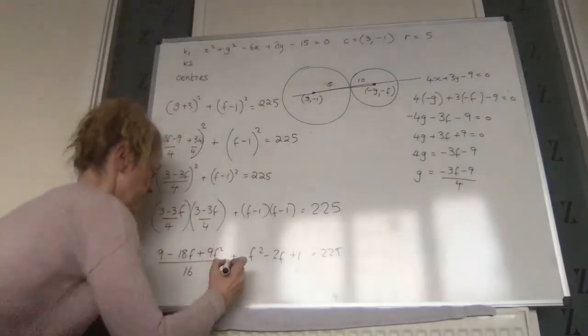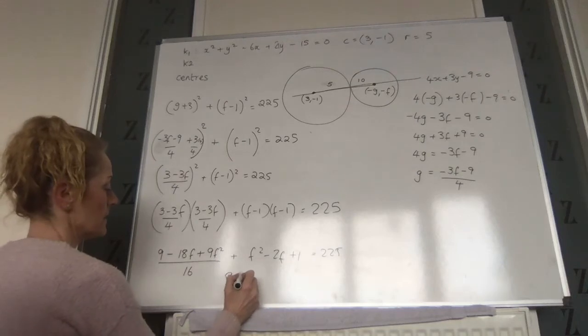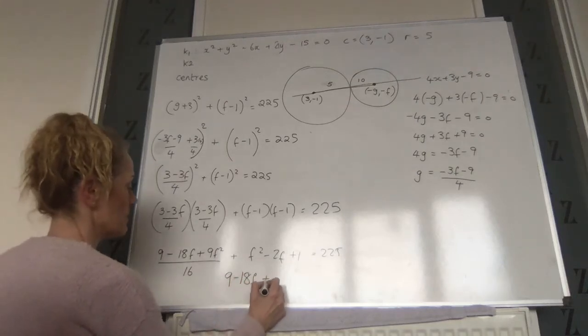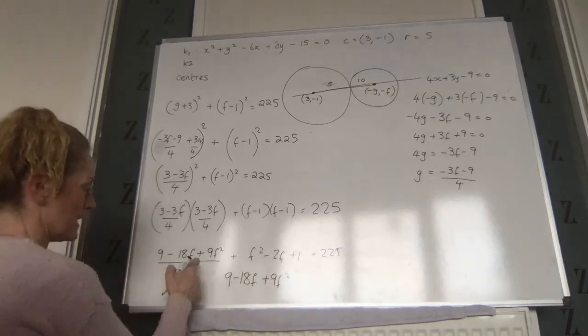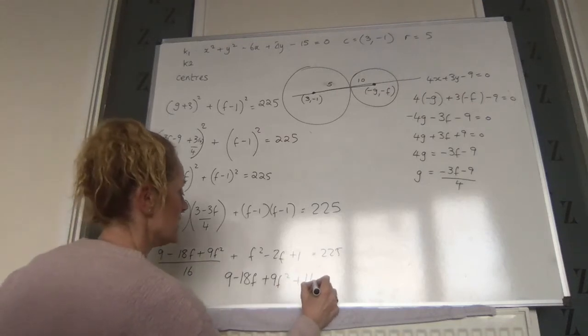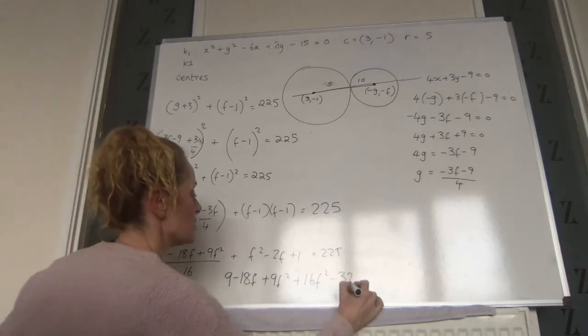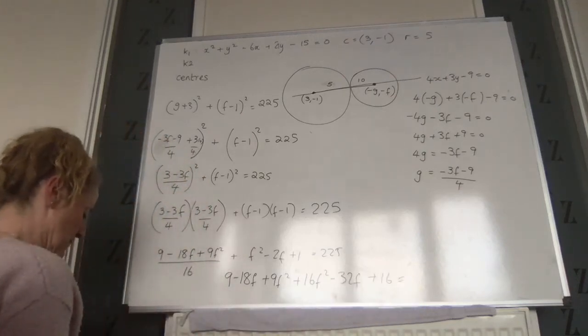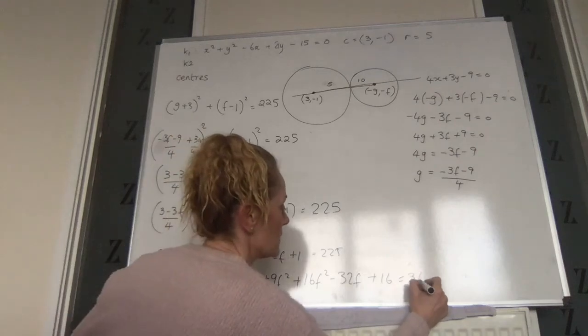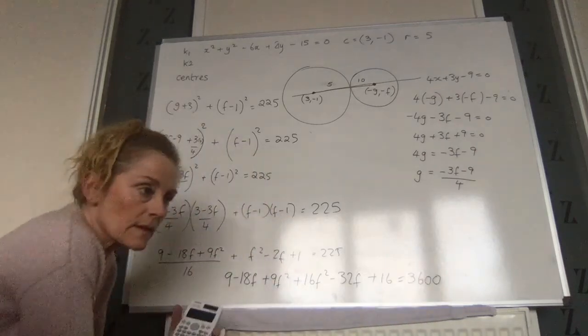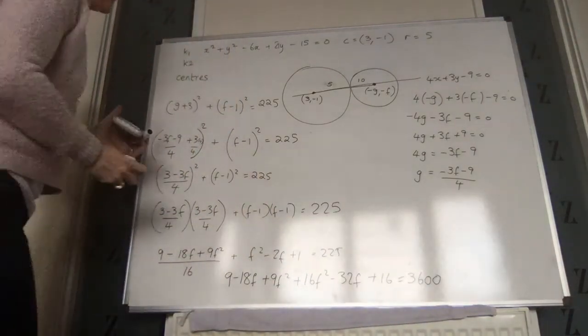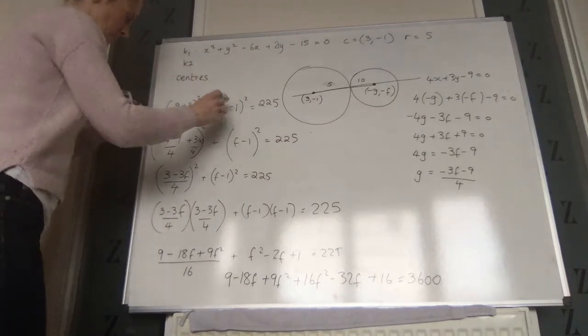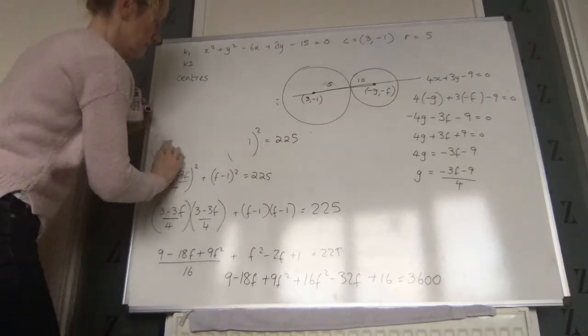So we're going to get 9 minus 18f plus 9f squared, multiplying that by 16, plus 16f squared minus 32f plus 16 is equal to 3600.